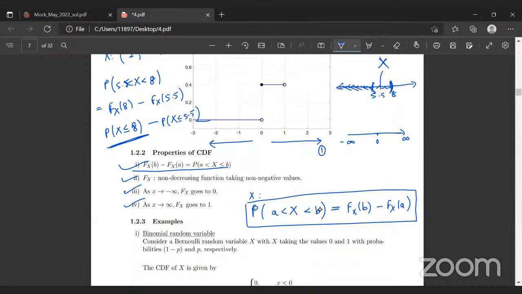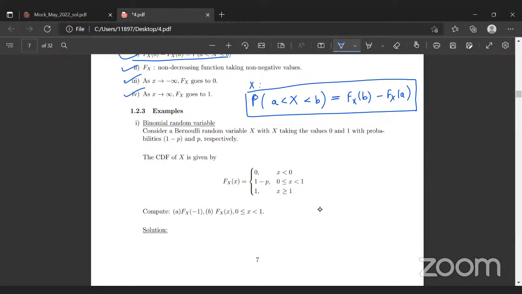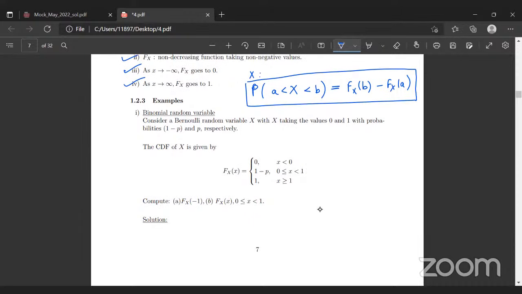So these are the 4 properties that a CDF follows. Then we have some examples. The first example is for the binomial random variable. A binomial random variable takes just 2 values, success and failure, where we denote success as 1 and failure as 0. We denote the probability of success by p and the probability of failure as 1 minus p.